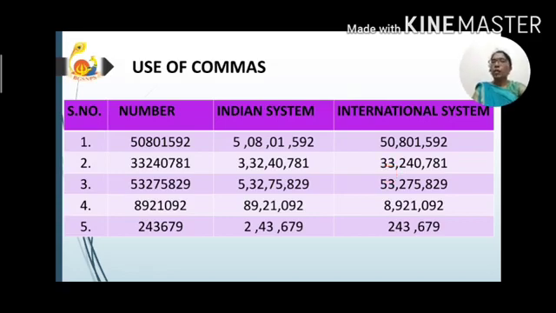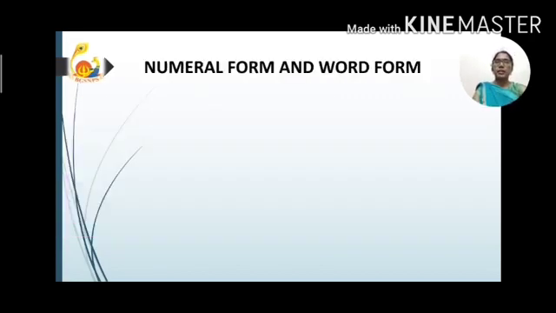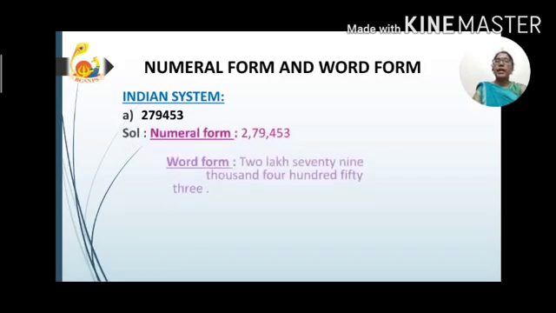Okay, now this usage of commas is helpful for what purpose? What did I say? For reading and writing. For reading and writing the numbers. Let us see what it is. First, this is also different in the case of Indian system and also in the case of international system, children. Now let us see first Indian system. Let us discuss with the example.